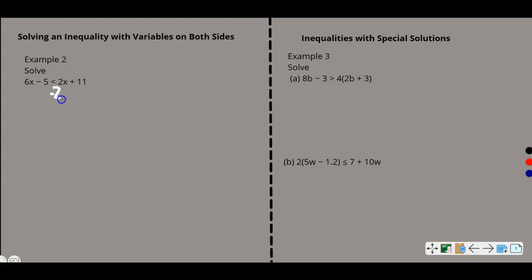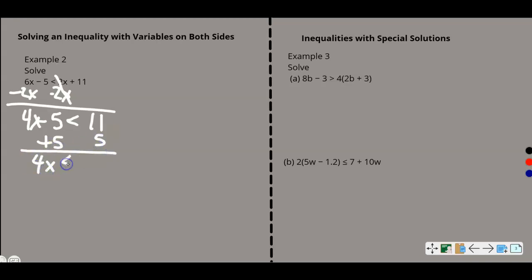We're going to start by subtracting 2x from both sides. We want to get our variable on one side. And if you've been with me long, you know that I like to try to make my variable positive if I can. So 6x minus 2x is 4x. And then I'm going to minus 5. And then I bring down my less than 11. So let's add 5 to both sides.